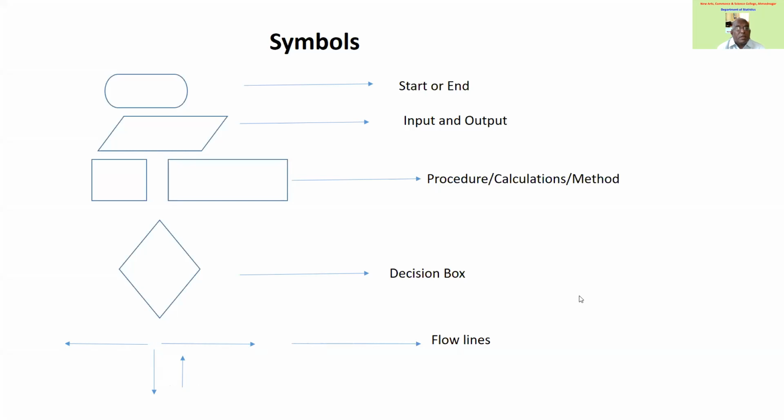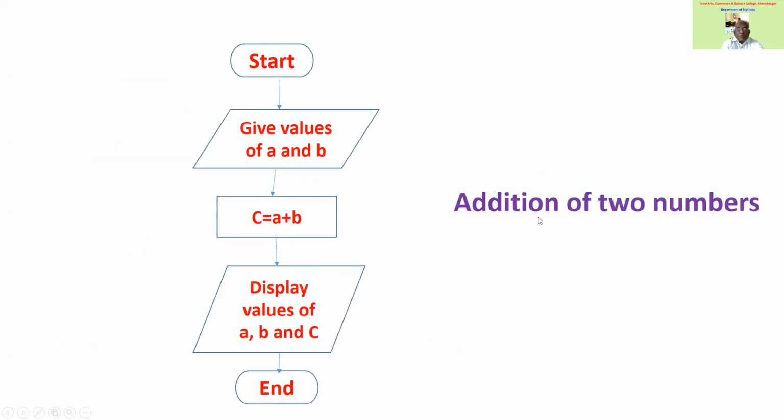So remember, there are only 1, 2, 3, 4, 5 symbols. Basically, the main symbols are 5. And based on these 5 symbols, we are going to draw the algorithm, and we are converting this algorithm into a flowchart. So I will give you two examples of flowchart here. Okay, now this is the flowchart for addition of two numbers.